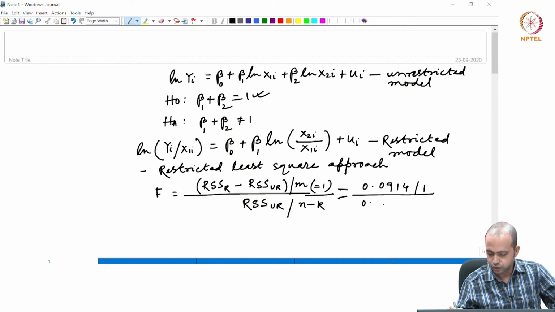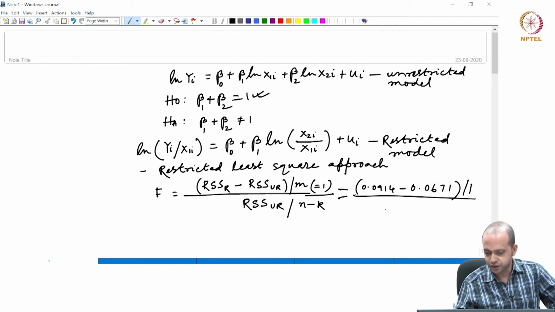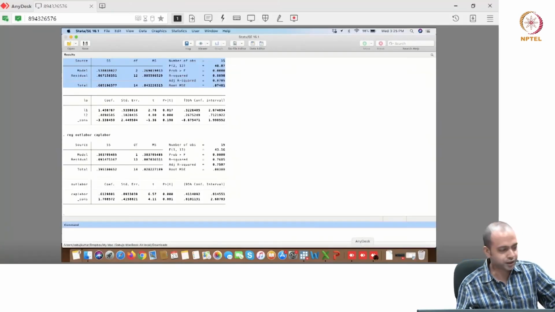Sorry, I made a mistake here. So 0.0914 minus 0.0671 divided by 1, and the denominator would be the unrestricted one. What is the unrestricted one? 0.0671, because for the unrestricted you can once again go back. What is the unrestricted RSS?